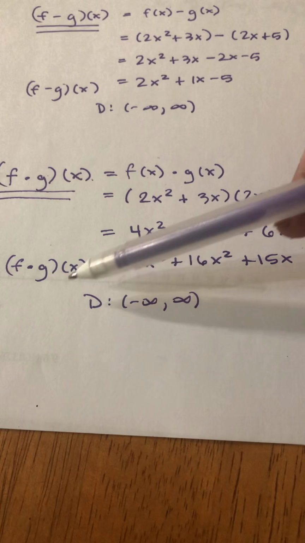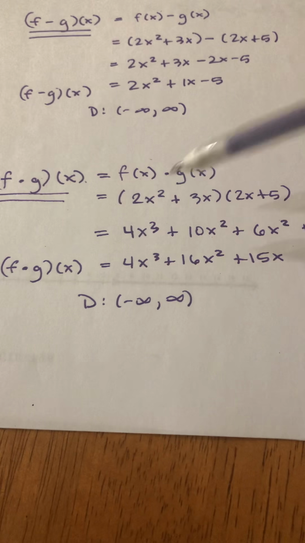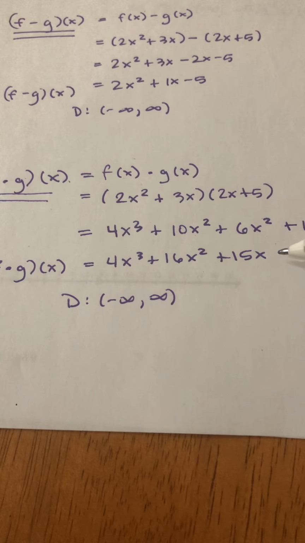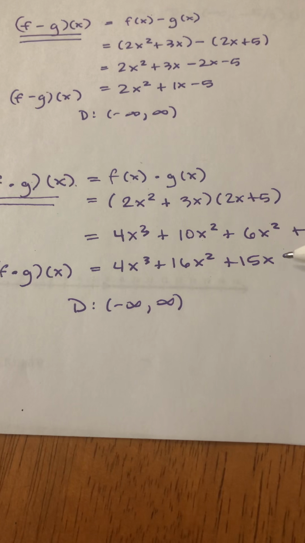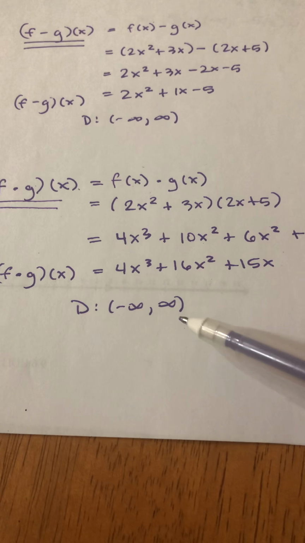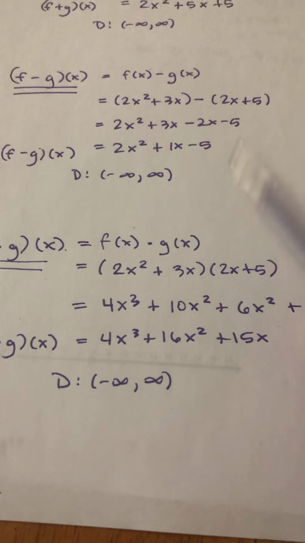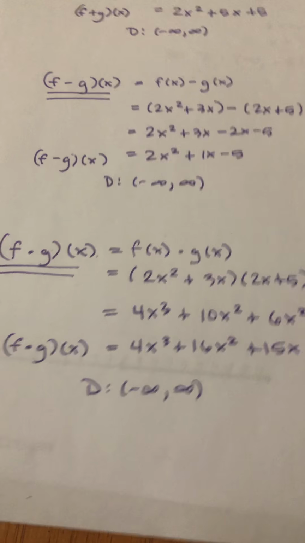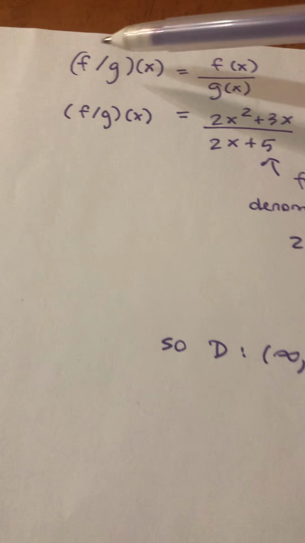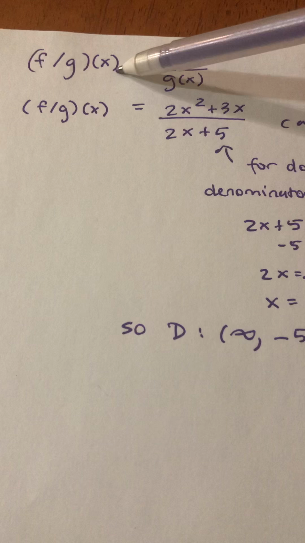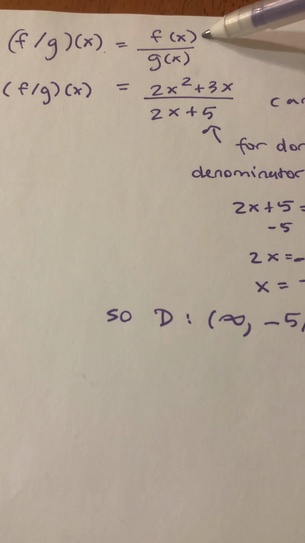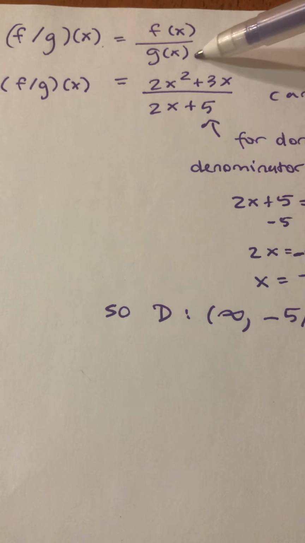So our resulting function, if I multiply these two functions together, is this polynomial function, 4x to the third plus 16x squared plus 15x. Again, since it's a polynomial, we expect its domain to be from negative infinity to positive infinity. The last operation we could be doing would be division. So f divided by g, again, I want this to continue to be a function of x. So this is telling us to take f of x divided by g of x.